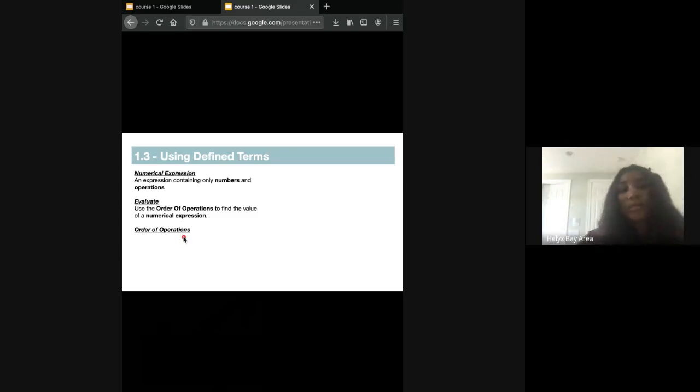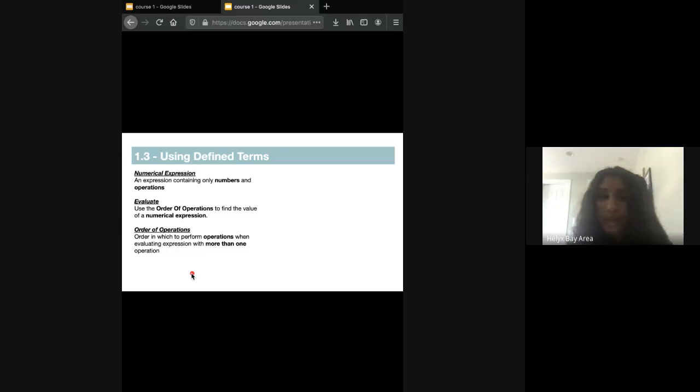Next is our order of operations, and this is going to be very important for any math in the future. I guarantee you guys will be using this a lot. So an order of operations is an order in which you perform operations when evaluating expressions with more than one operation. So I'll just explain the order of operations to you guys real quick. So the first step of the order of operations is parentheses. You guys might want to write this down if you don't know this already. So if you have parentheses, like these things, or brackets around it, that means you do that part first. That's the first thing you do.